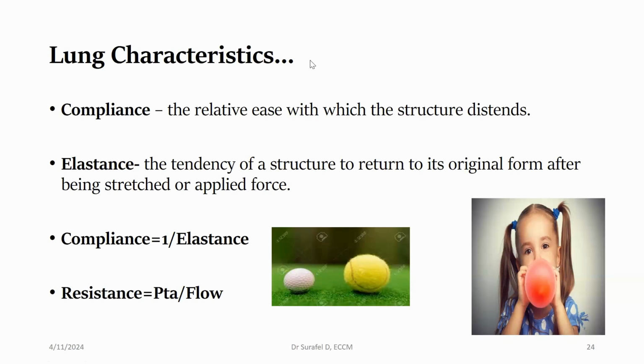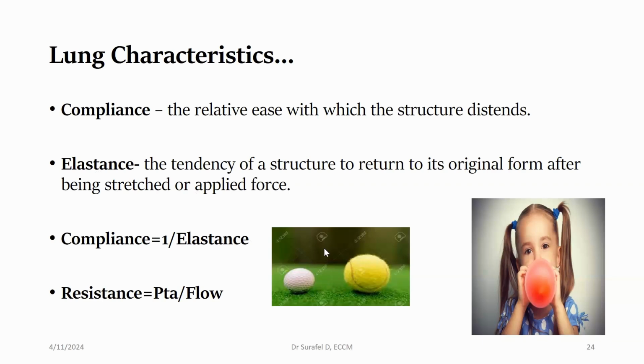Okay. So the tennis ball will be easier to compress and the golf ball will be difficult. The ball that's easier to compress will have a very high compliance, which means it very easily accepts a pressure change. Rather, the golf ball will be very difficult as it has a hard surface. It will try to retain its original shape. That's called high elastance. So compliance and elastance are inversely proportional, as you can see. The higher the compliance, the lower the elastance. The higher the elastance, the lower the compliance.